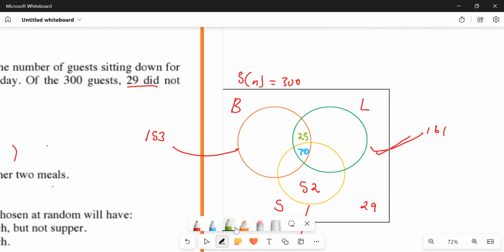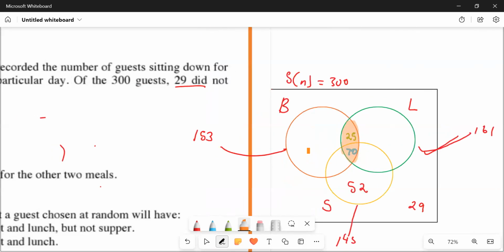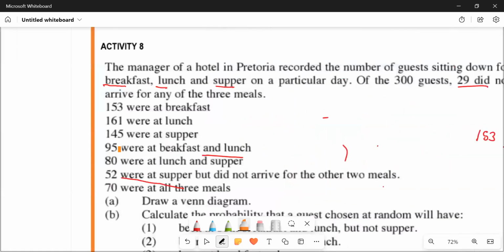This is breakfast and lunch. All in all, this whole thing here is supposed to be 95. But because you've already counted 70 of them, you can't count them again. So if I say 70 plus 25, it gives me the 95 that they're talking about. So all in all, you have 95 people who were at breakfast and lunch.